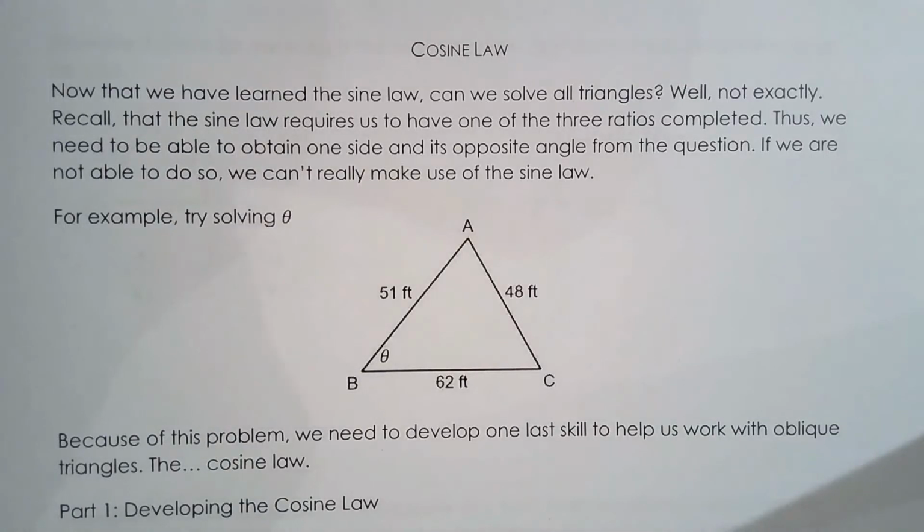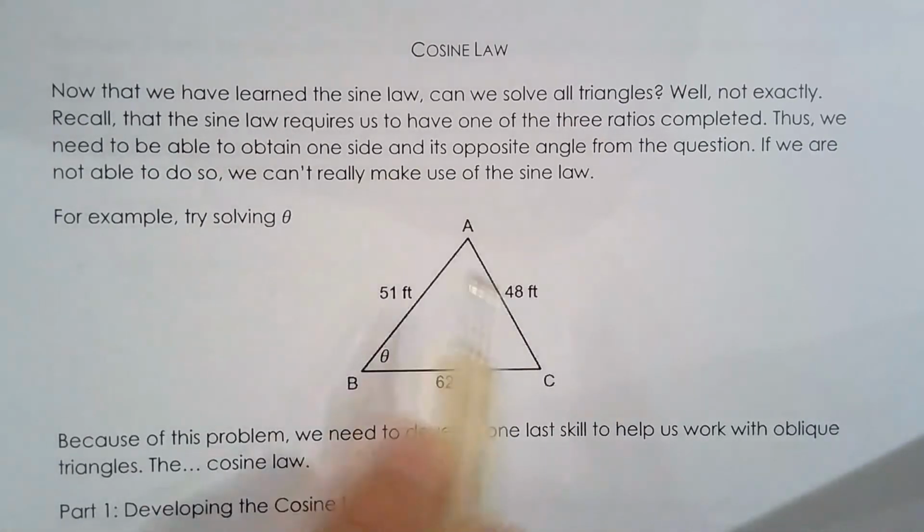In the previous lesson, we were working with the sine law, which was really nice because it allowed us to solve triangles which were not right triangles. If it is a right triangle, just use the Pythagorean theorem or the three primary trig ratios. If it's not a right triangle, if it's an oblique triangle, you can use the sine law. But in this lesson, we are going to see that the sine law can actually fail us.